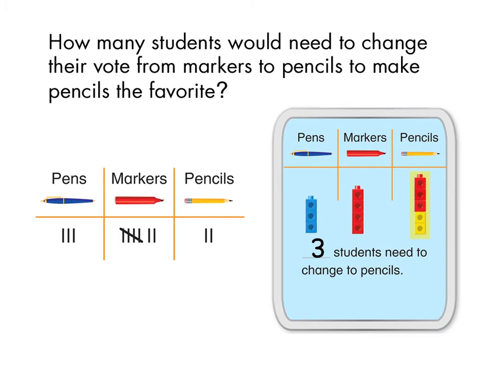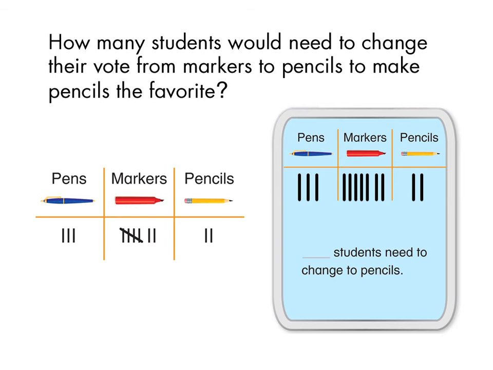make pencils the favorite. Listen and look for other students who make sense of the problem, have a plan, and successfully use it to solve the problem. They understand that they need to change votes from markers to pencils until pencils have the most votes. They decide to start by drawing tally marks for the original votes. Then they will change votes, one at a time, counting the votes they change.